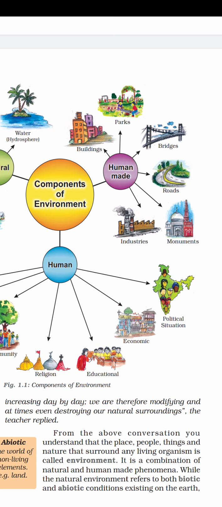And now down you see human environment. It is the individual, it is our family, our father, mother, the community, society, religion, it means the religious institutions like church, temple, mosque, and educational institutions like schools, and economy like government offices, so political situations. So all those come under the components of environment. These are the various components of environment.